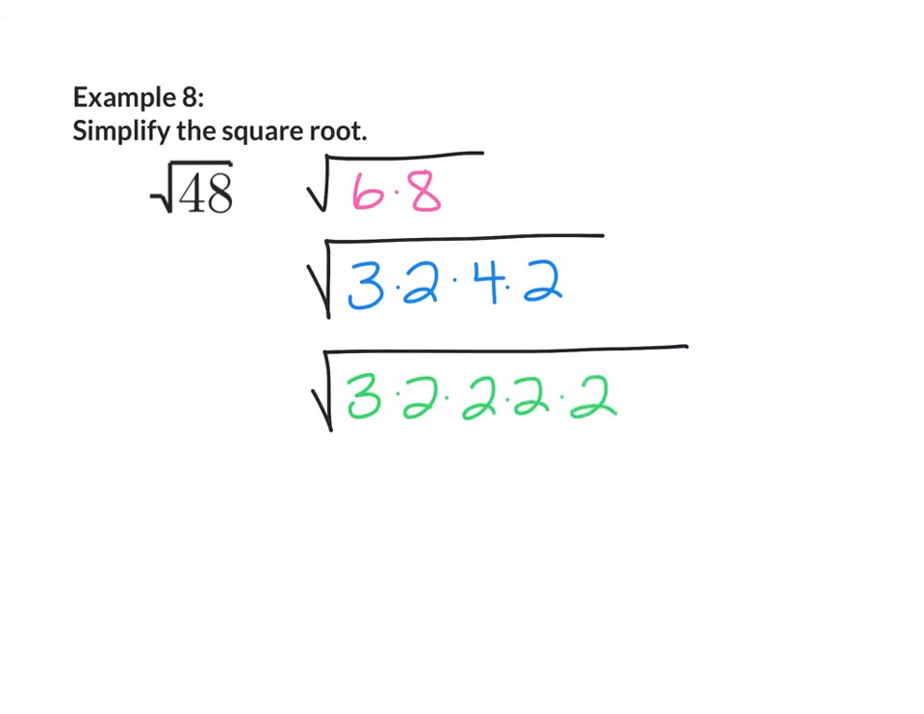So now I have my twins. Nothing happens to the 3 because it doesn't have a twin. So my 2's, I have one that dies, one escapes. One dies, one escapes. So the ones that escape are going to be multiplied together. So 2 times 2 will give me 4. And nothing happens to the 3, so it stays inside. So my answer is 4 root 3.